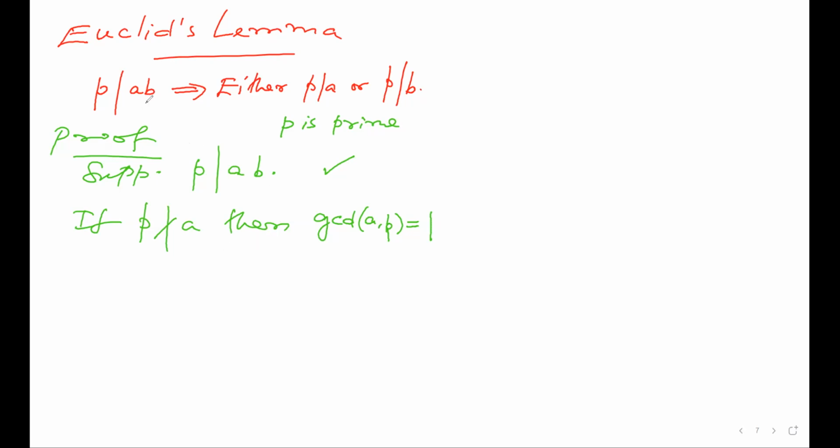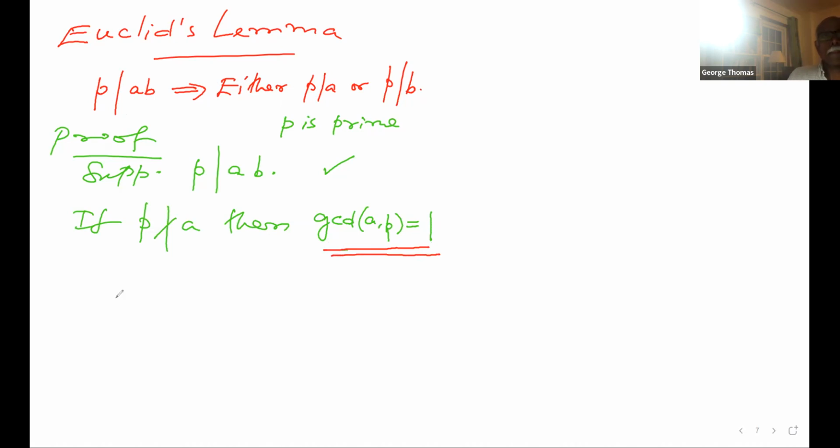This result can be redone with P not prime, but it will be a different conclusion. So now tell me, do you agree with this? That if P doesn't divide A, the GCD of A and P will be 1?